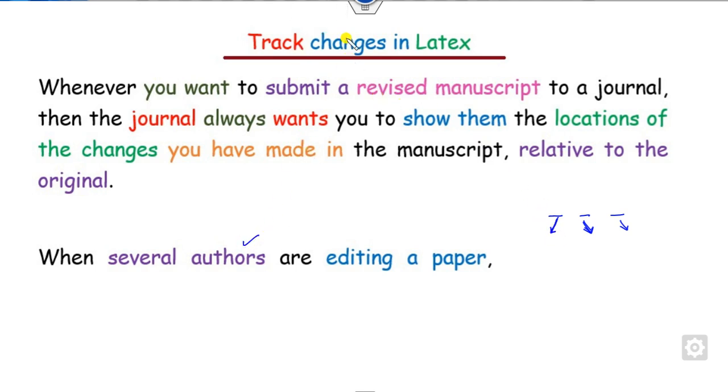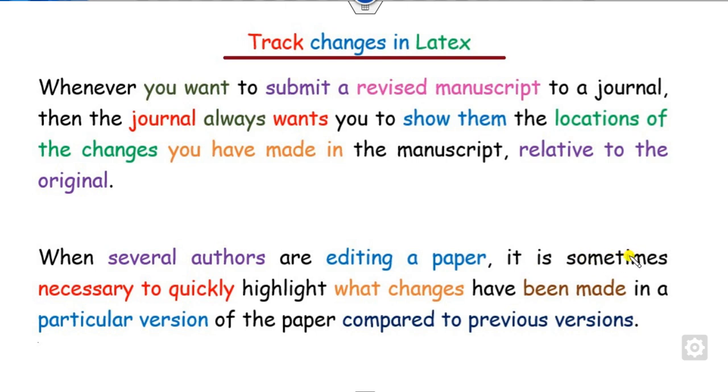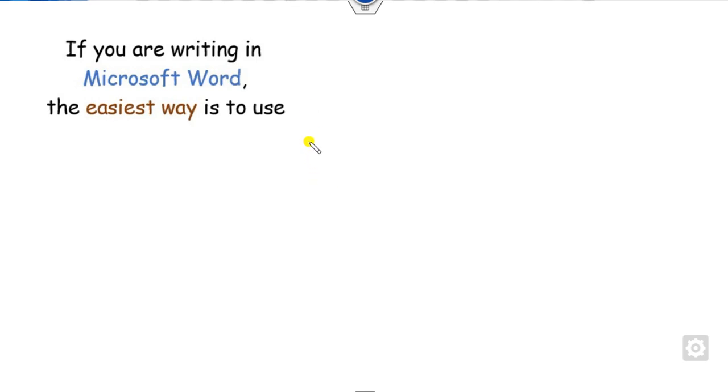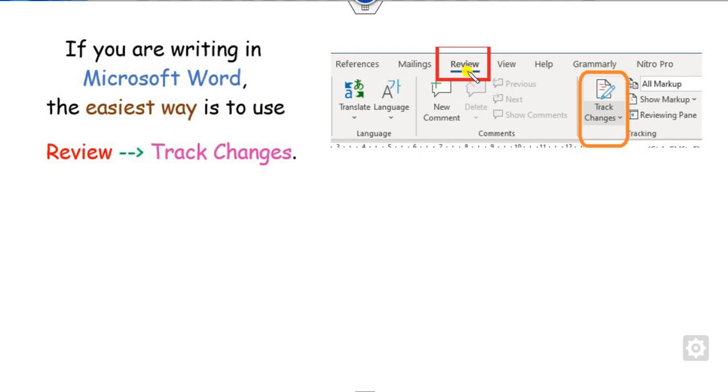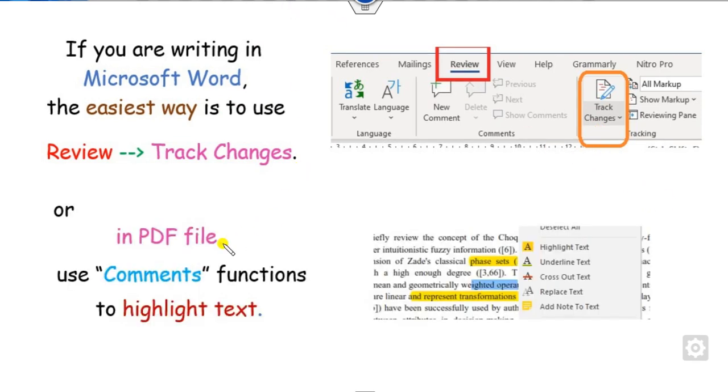When several authors are editing the paper, it is sometimes necessary to highlight what changes they have made in the particular version as compared to the previous one. So we have to utilize track changes. For example, when you are using MS Word, you can easily use the track option: go to Review and click on Track Changes. Else, once you are working on the PDF file, you can highlight the text, underline the text, replace them, and so on. All this you can do in your MS Word or the PDF file.